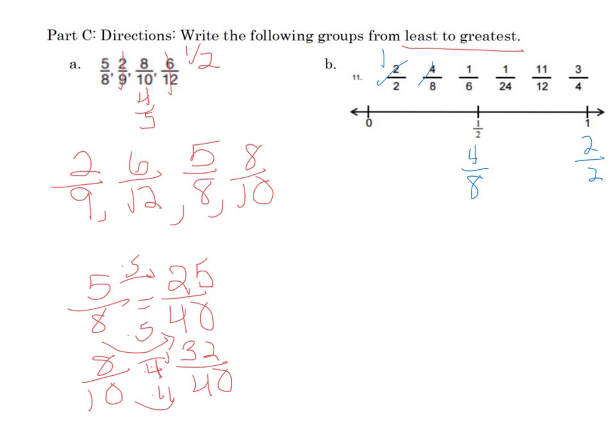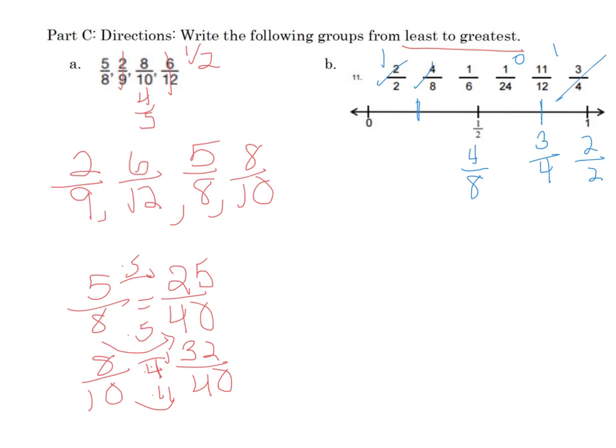So we've got both of these taken care of. And then 1/6 is going to be less than a half, so I know it's going to fall in this section. I'm going to wait and come back to it. I know 1/24 is going to be really close to 0. Then I have 11/12, which is really close to 1, and 3/4 is like halfway between a half and 1. So I'm actually going to change this and make this into fourths. So now I know that this is 1/4, 2/4, so this has to be 3/4.